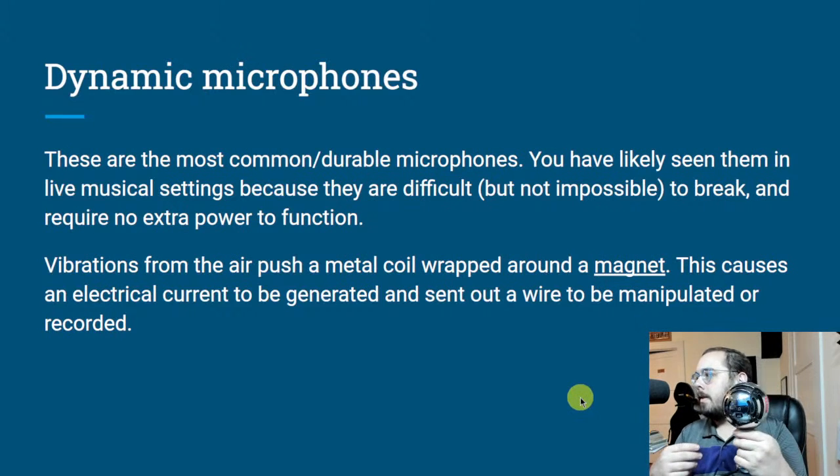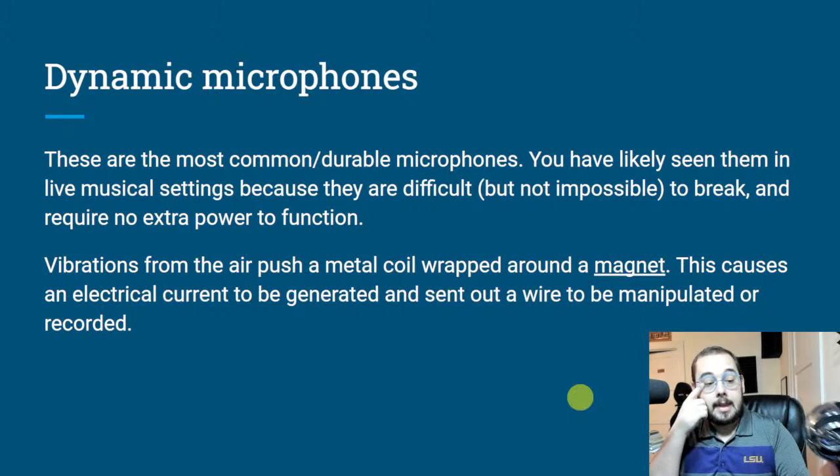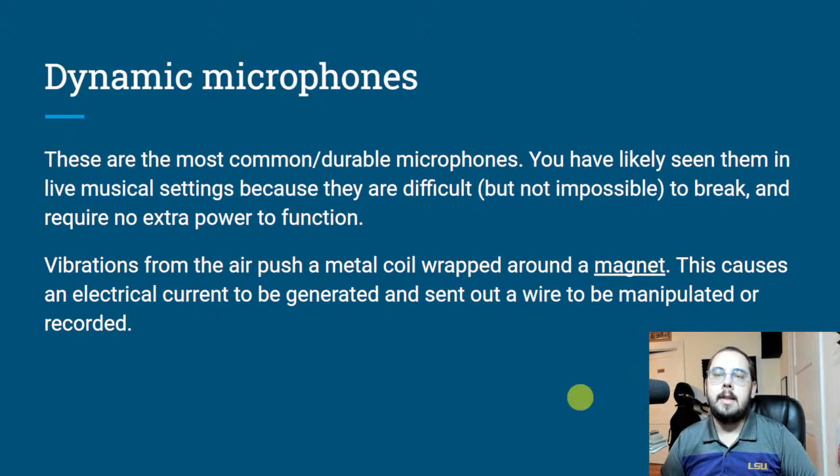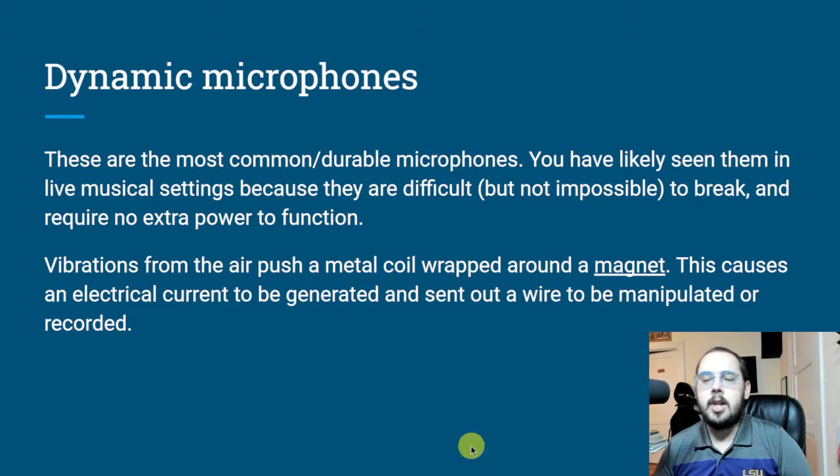In this case, on this microphone, I don't have the wire connected, but it would plug in right there, and it goes to, in this case, the computer. But you can record the electricity, you can change it and manipulate it.